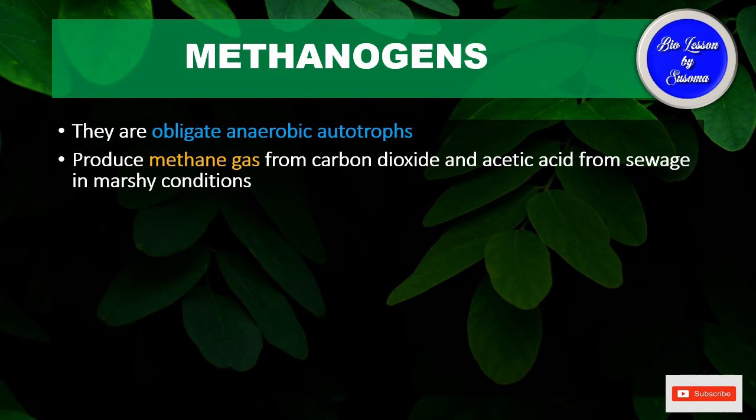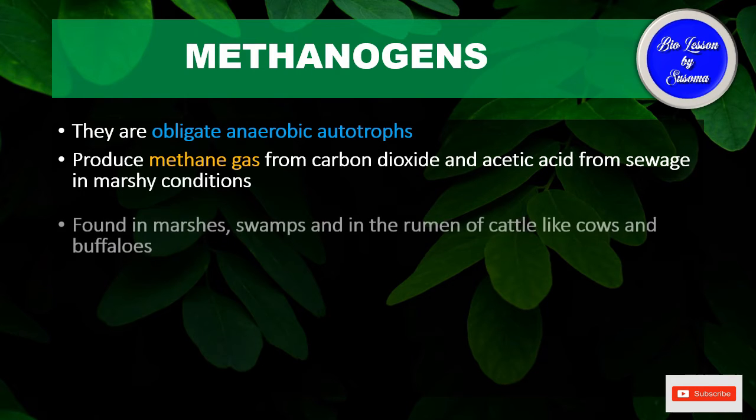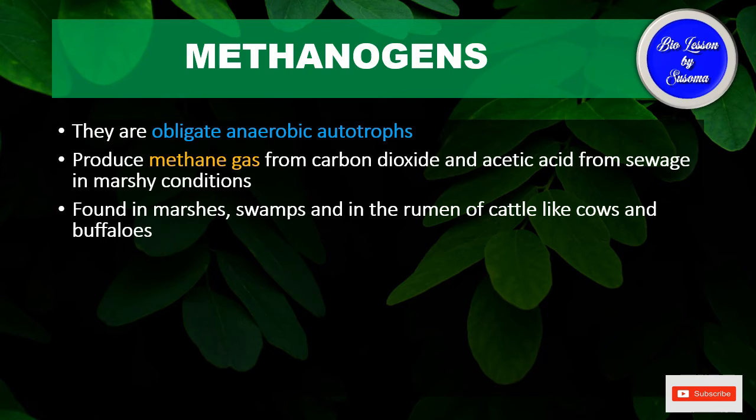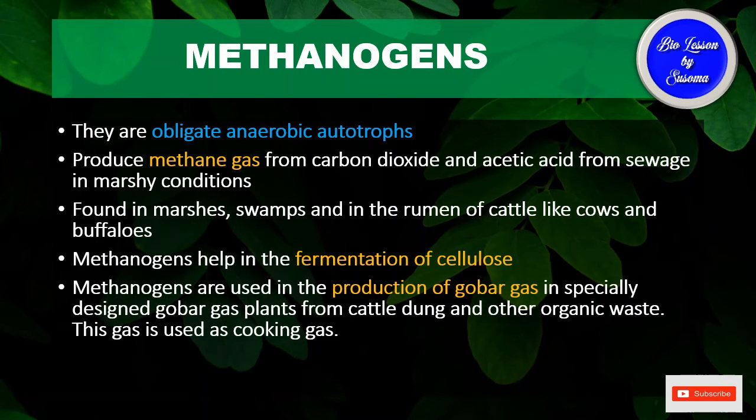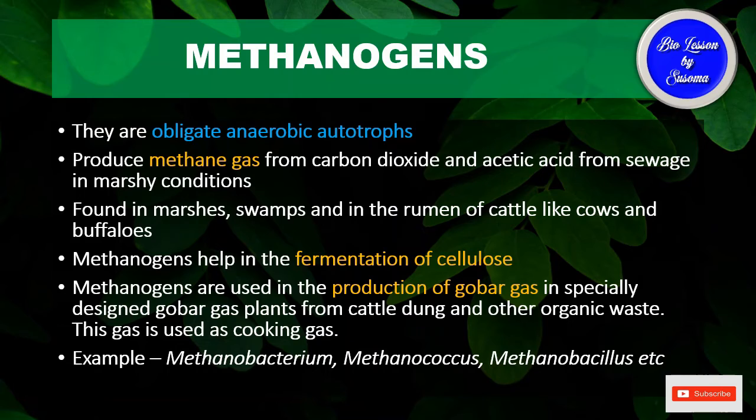Methanogens produce methane gas from the carbon dioxide and acetic acid from the sewage in marshy conditions. These are found in marshes, swamps, and in the rumen of cattle like cows and buffaloes. Methanogens are used in the production of gobar gas in specially designed gobar gas plants from the cattle dung and other organic waste. This gas is used as cooking gas. And examples of methanogens are Methanobacterium, Methanococcus, and Methanobacillus.